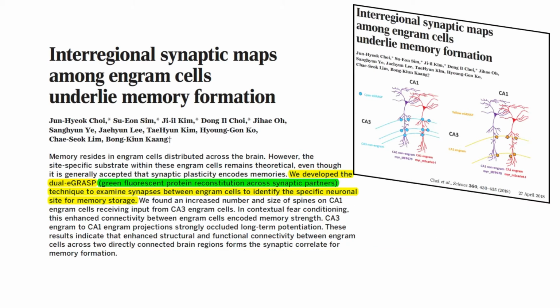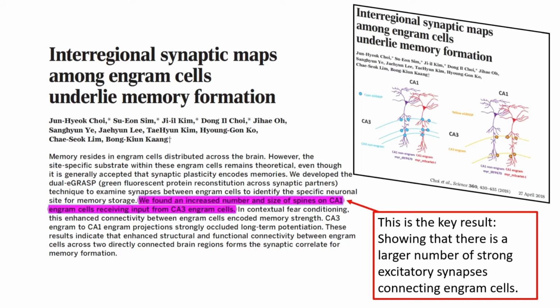We developed the dual-eGRASP, GRASP standing for Green Fluorescent Protein Reconstitution Across Synaptic Partners. Okay. We developed the dual-eGRASP technique to examine synapses between engram cells to identify the specific neuronal site for memory storage. We found an increased number and size of spines on CA1 engram cells receiving input from CA3 engram cells. Now, this is the key result of their paper, showing that there is a larger number of strong excitatory synapses connecting engram cells.